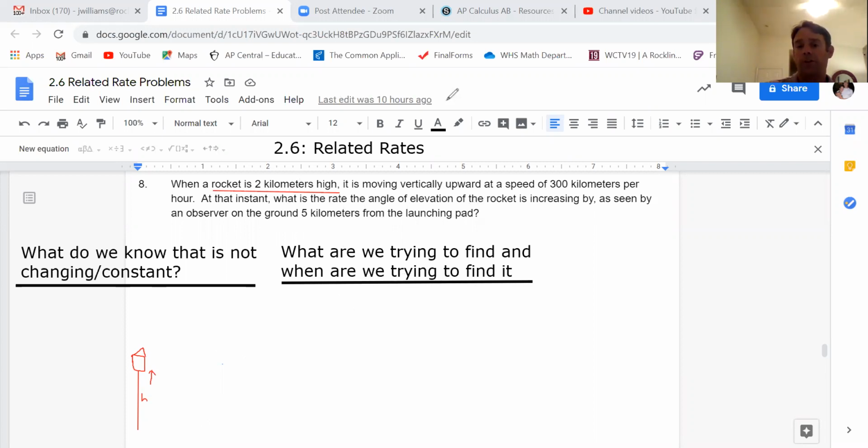It is moving vertically upward at a speed or a rate of 300 kilometers per hour. Well, not the fastest rocket in the world, I guess. So I don't know why I put h there. Oh, I'm going to change that to y. So that means that vertical rate, that's going to be a constant value. So let's go and put that in here. dy/dt equals 300 kilometers per hour.